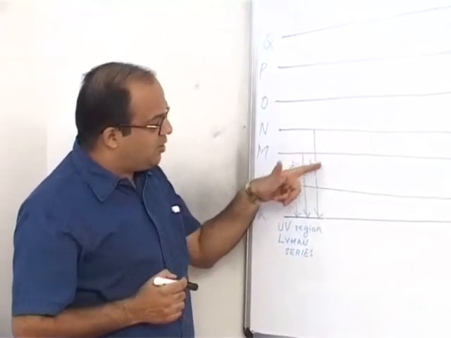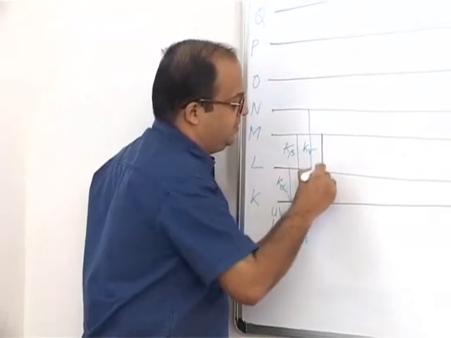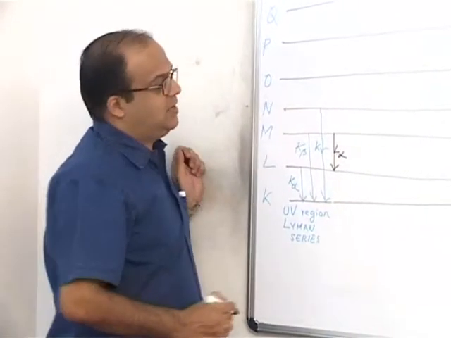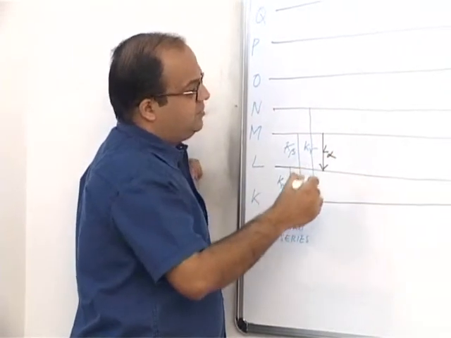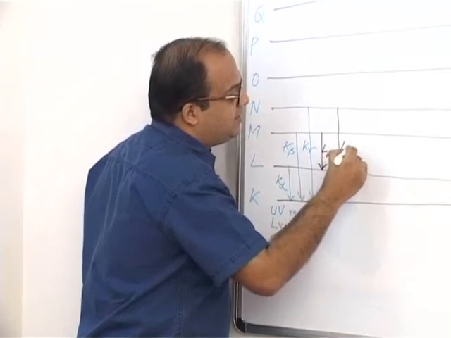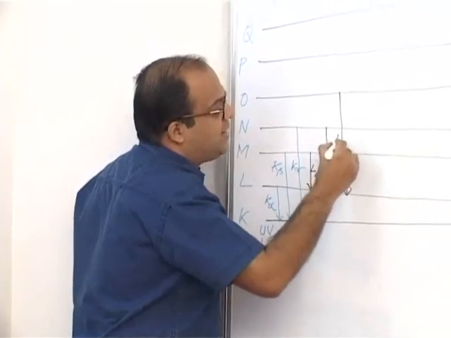Suppose the electron jumps from the third energy level to the second energy level, then this line is called L alpha line. Jumping from fourth to 2, you get L beta line. Jumping from fifth to 2, you get L gamma line.